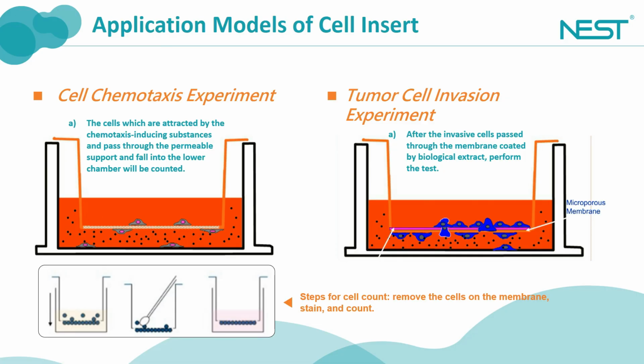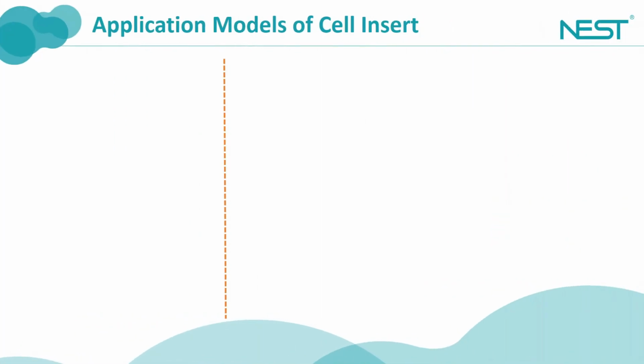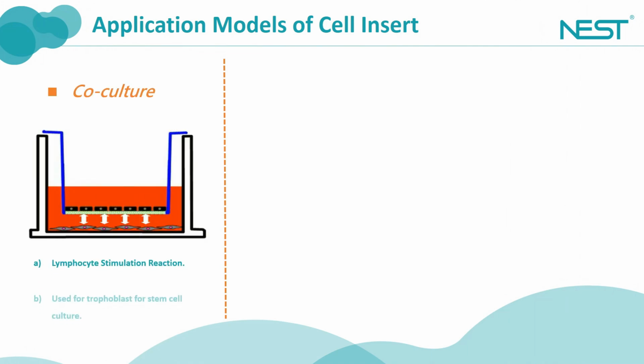Cell invasion experiments can also be performed. For this experiment, apply a layer of gel on the membrane in the cell insert, first to form an extracellular matrix barrier. Then inoculate tumor cells on it to form a dense monolayer. Similarly, add chemotaxis-inducing substances in the lower chamber. The tumor cells will go through the gel layer and enter the space below the membrane under the effects of these substances. We can then determine the invasion capability of the tumor cells by counting the cells in the lower chamber.